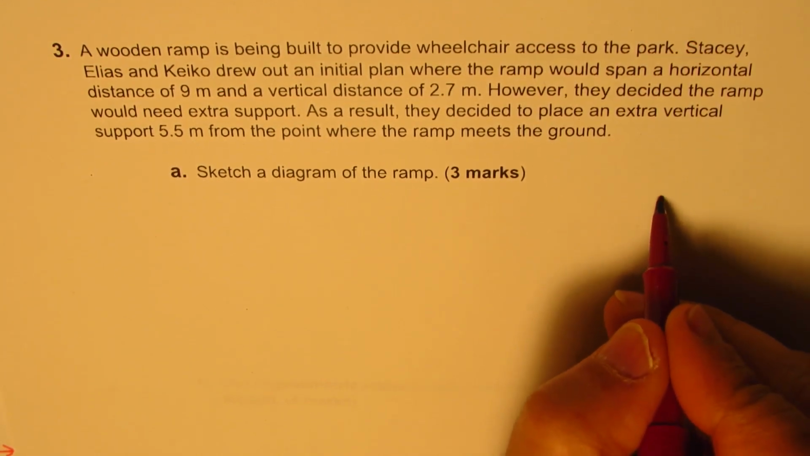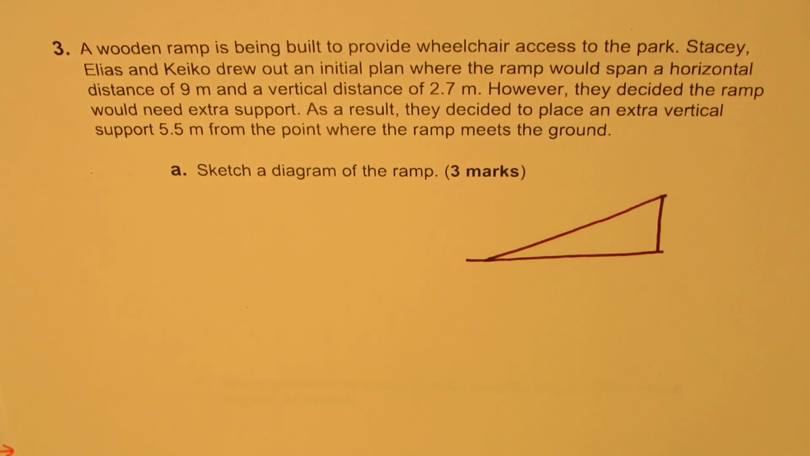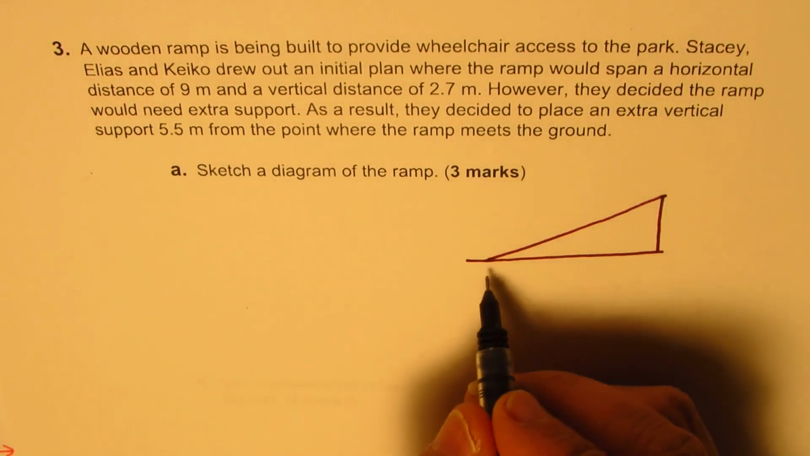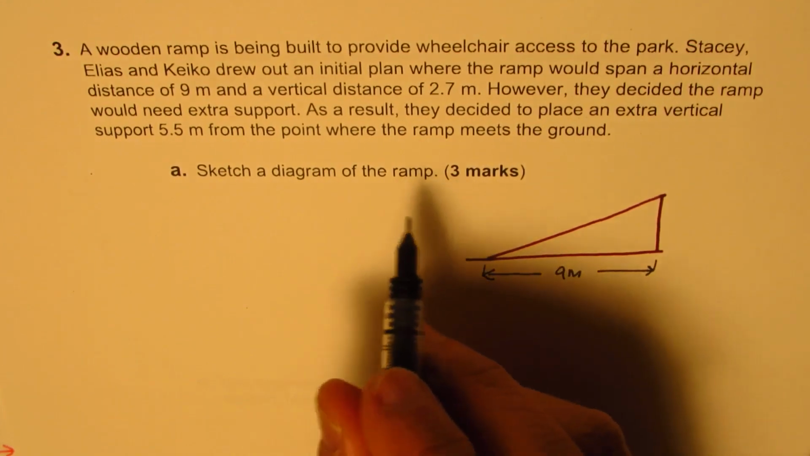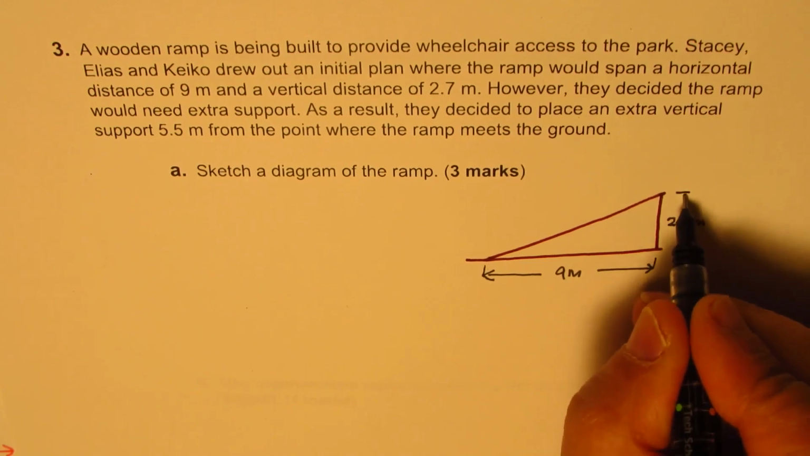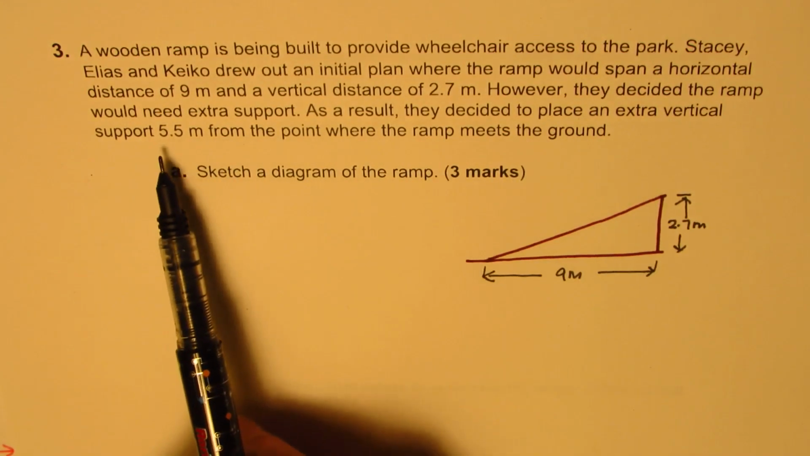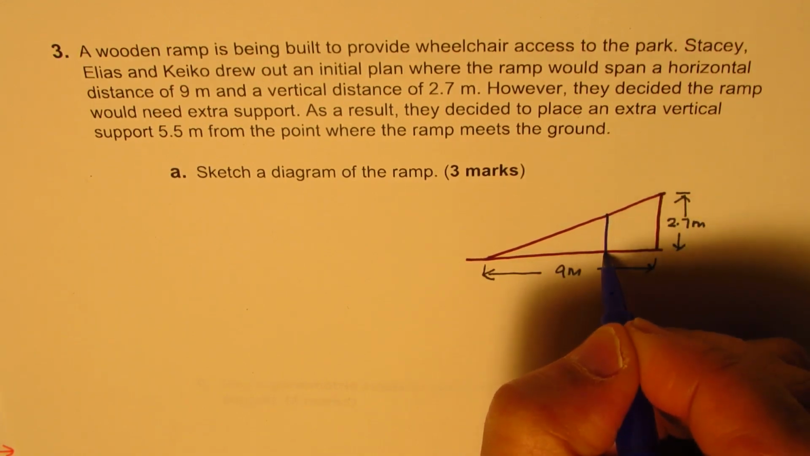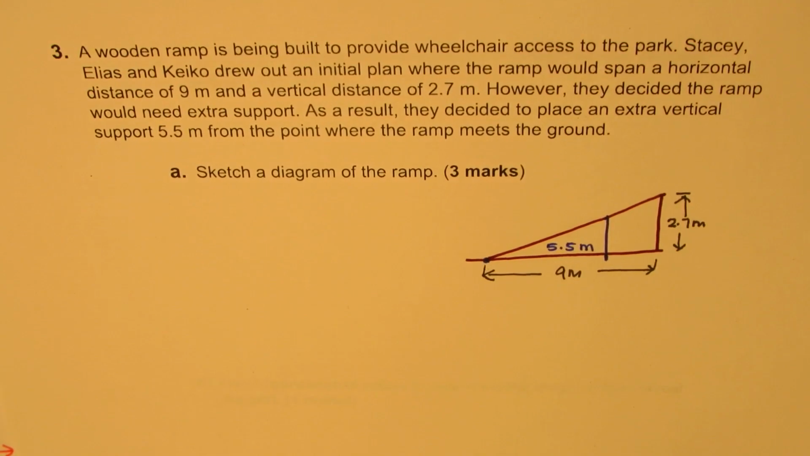So what we have here is, okay, so that becomes the ramp. So it's a wooden ramp being built to provide wheelchair access, and its horizontal distance is 9 meters. So that distance is 9 meters. And the vertical distance is 2.7 meters. Then they say, however, they decide the ramp would need an extra support. As a result, they decide to place the extra vertical support 5.5 meters from the point where the ramp meets the ground. So let's say 5.5 meters from this particular point where it meets the ground. So that is 5.5 meters. Is that clear to you? That is the support.